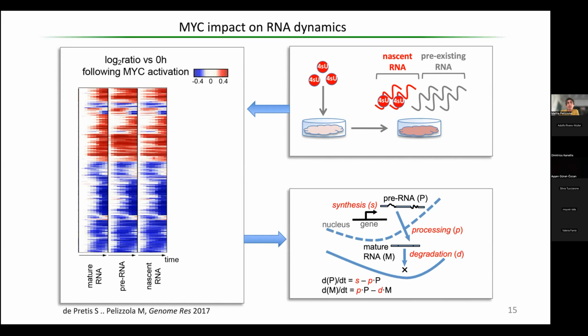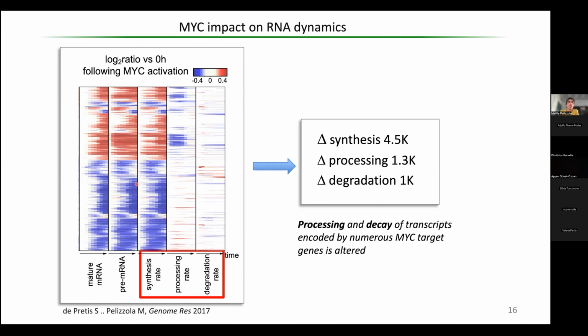And then through our mathematical modeling, we basically converted this data into more comprehensive information, where premature RNA were associated with the modulation of the rate of synthesis, processing, and degradation, showing that, as expected, MYC modulation has a major impact in terms of transcriptional regulation of the synthesis of the target genes, but also 1/4 and 1/3 of the target genes were modulated in terms of the efficiency of processing and degradation.